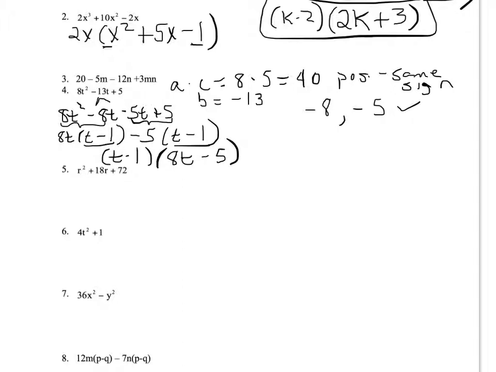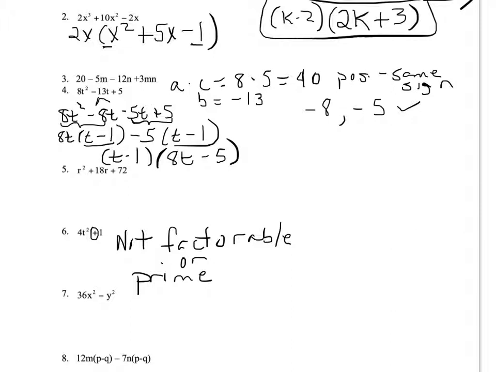Well, the first term is a perfect square. I can take the square root of 4t squared and get 2t. The last term is a perfect square, so I get a yes on that. But is the sign in the middle subtraction? No. And because that was a plus sign, that means this is not factorable, or you could just write the word prime. Prime is another way of saying that it can't be factored. And that happens sometimes. So we have to be certain that we're aware of that and paying attention to it.